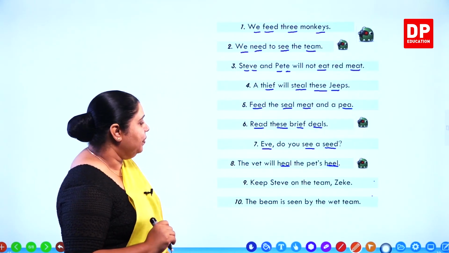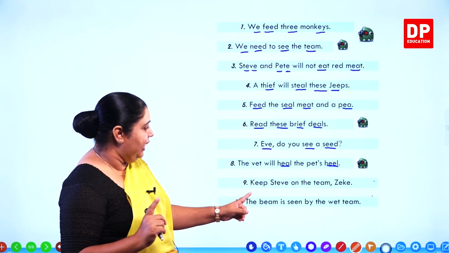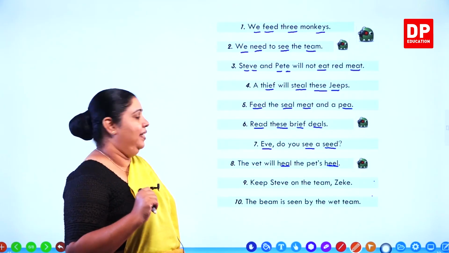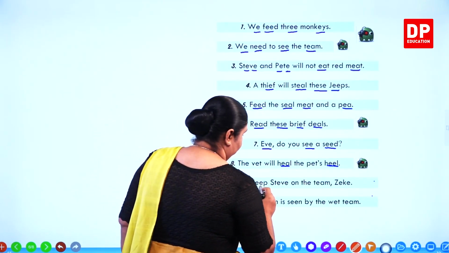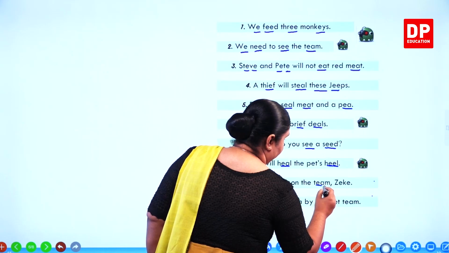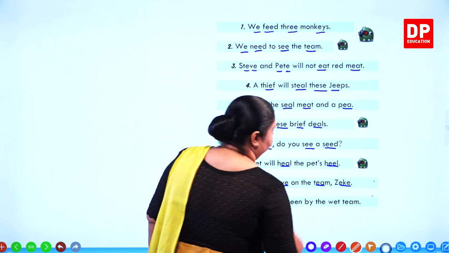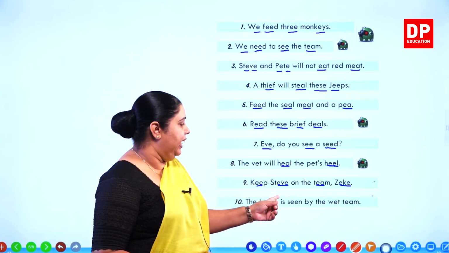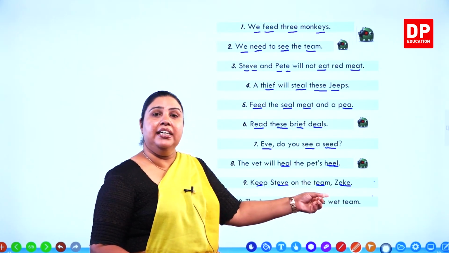Number 9. Keep Steve on the team, Zeke. Keep Steve on the team, Zeke. ඒක දැන් අපි කියන ප්‍රකාශයක්. Keep Steve on the team, Zeke. ඒ නමක්.